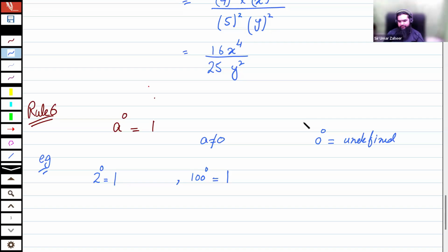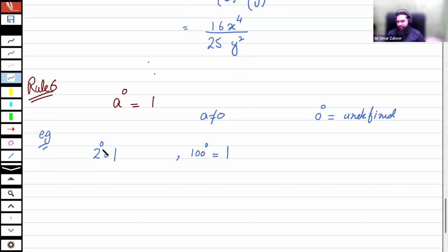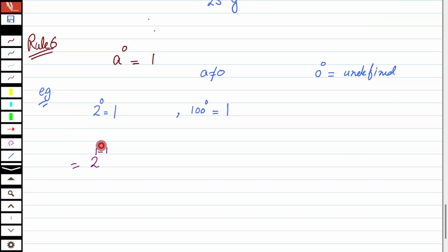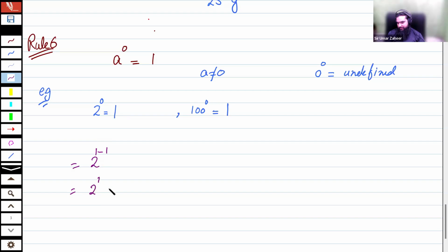No, we can prove it, but that's not a part of the syllabus. For example, if we are talking about 2 raised to power 0, we can prove it. 0 can be written as 1 minus 1, because 1 minus 1 will be 0. Now just break it down. We have 2 raised to power 1 and 2 raised to power minus 1.